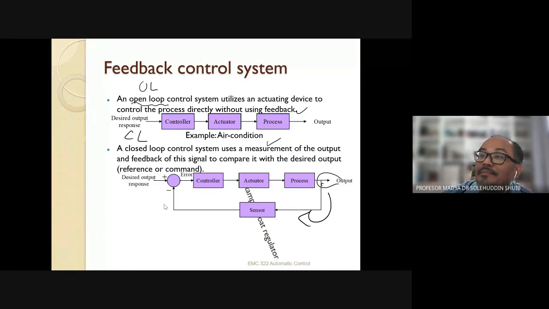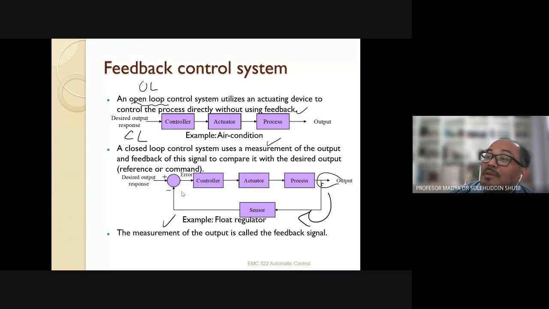This is an example of a float regulator. So the measurement of the output. What would be the measurement of the output? The measurement of the output is called the feedback signal.